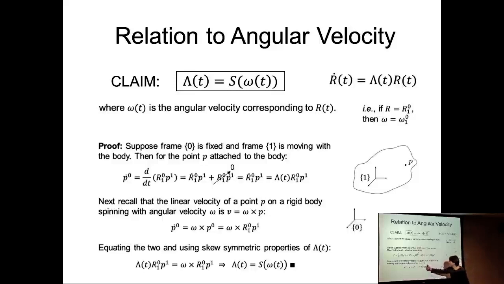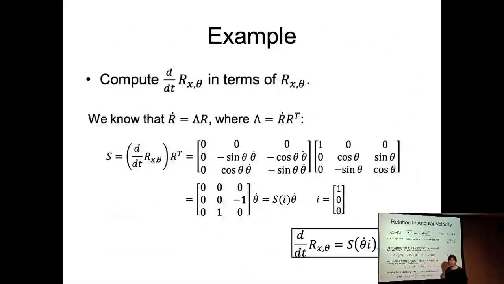Now we're going to take this equation and equate it to this one, because P0 dot is the same thing as P0 dot. In other words, this is equal to that, and this is equal to that. And now we get to use the properties of skew-symmetric matrices to show that a skew-symmetric matrix times a vector is the same thing as the cross product of that vector by the vector which defined the skew-symmetric matrix in the first place. And that tells us that our skew-symmetric matrix is a function of the angular velocity of our system.